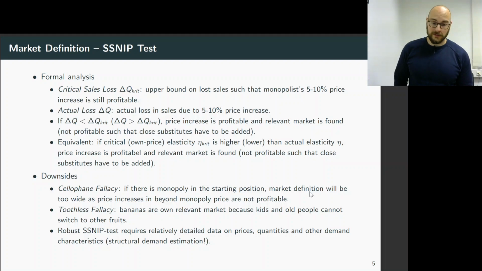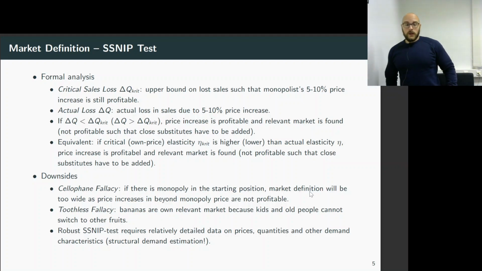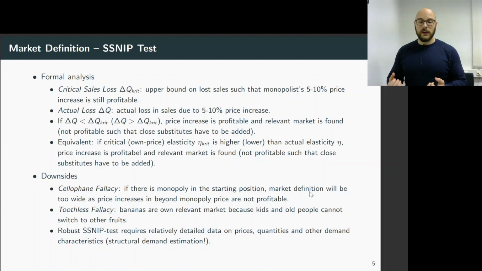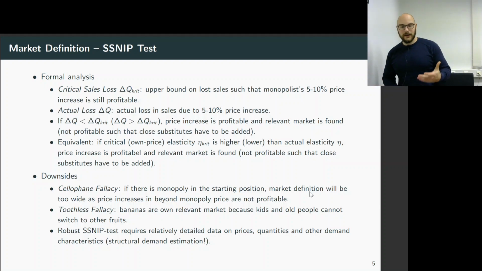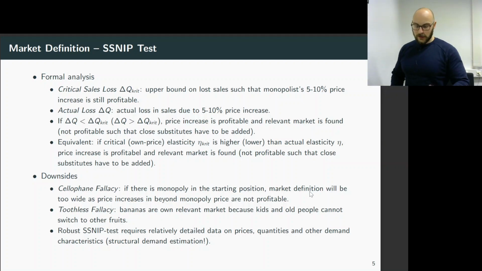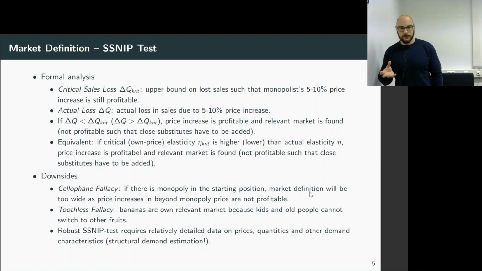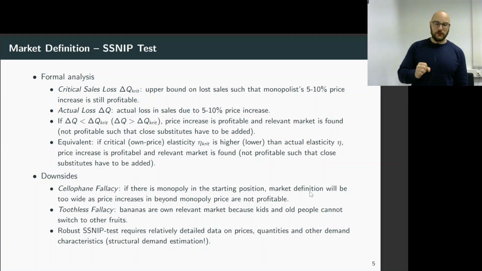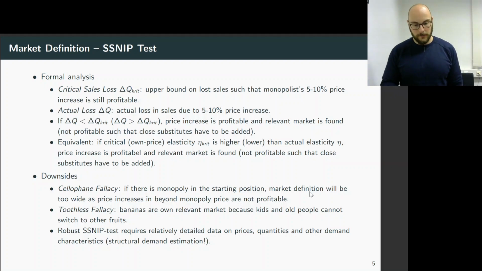The other thing is that we have a toothless fallacy, right? And there we have special considerations that make this test not really work, right? And that is, for instance, here it's about bananas, and it is said that there are certain groups that have no substitutes available, and that means that they are their own relevant market, right? And that's basically just special considerations that are necessary here.